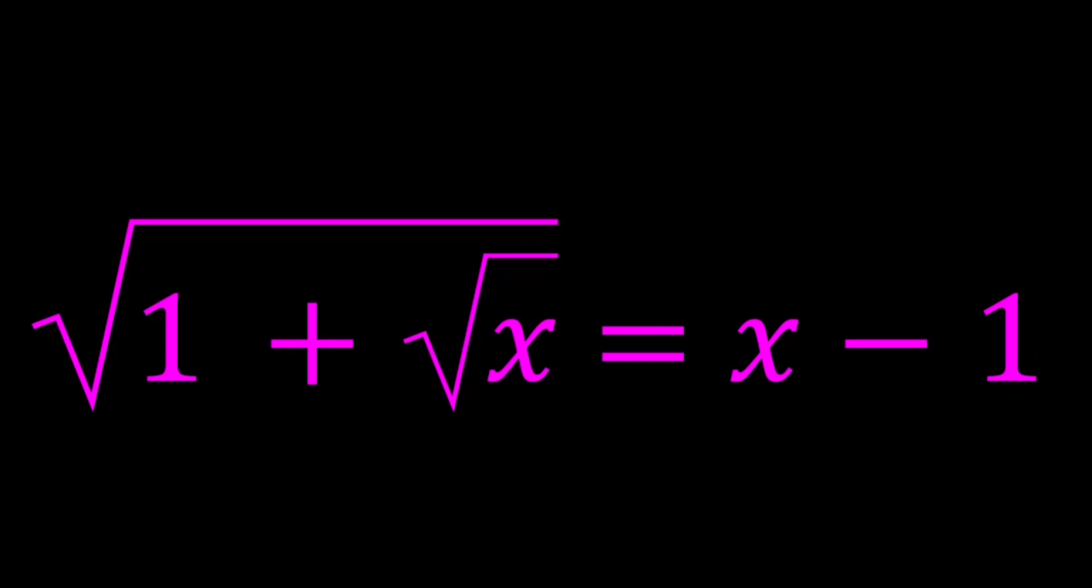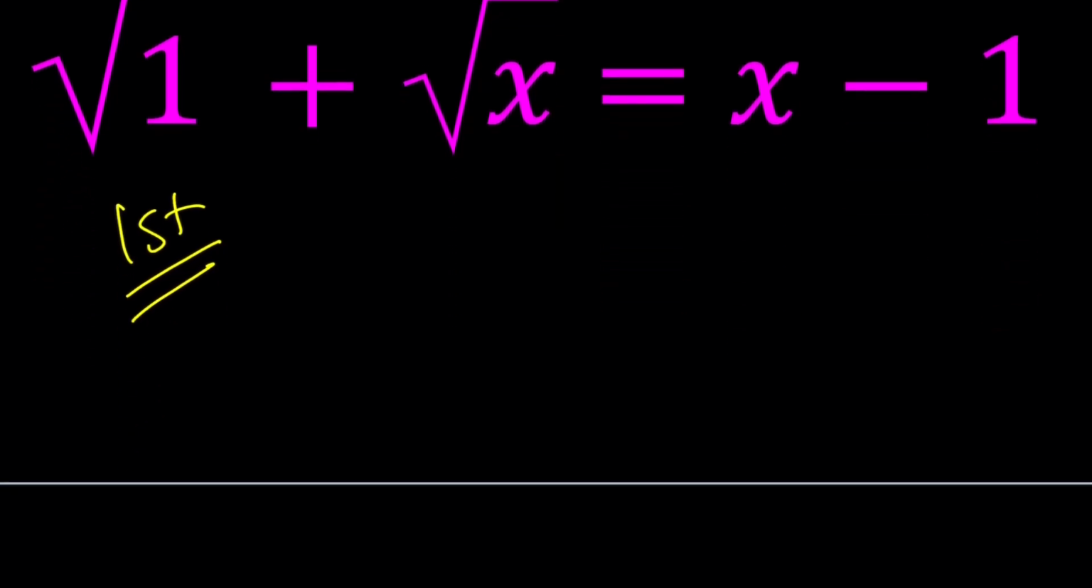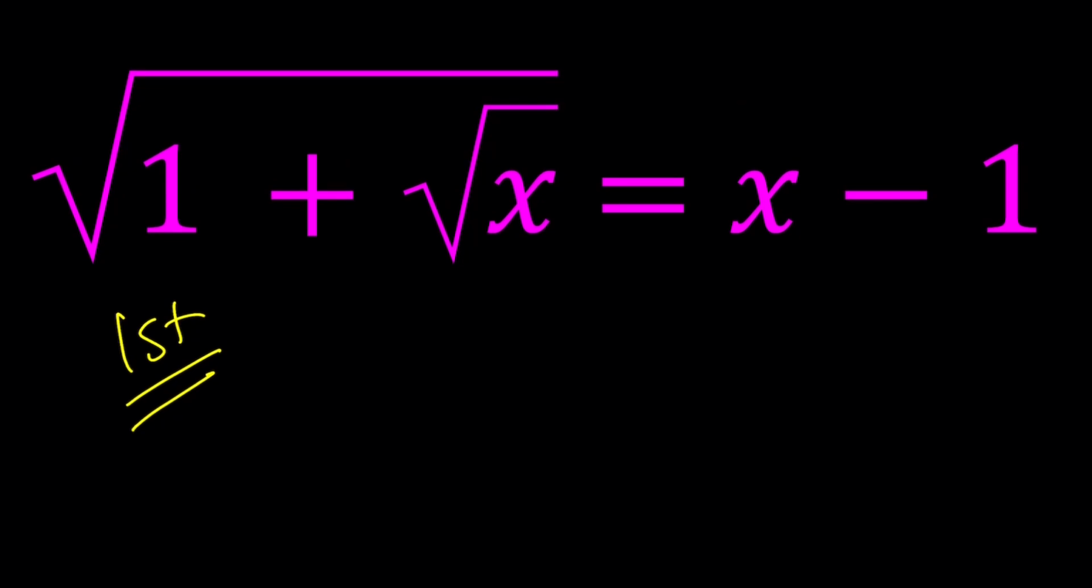So first method first. I'm going to go ahead and do what is normally done to radical equations, squaring both sides and getting rid of all the radicals. This equation is not that bad, even though it looks like it's going to turn into a quartic equation. The result is actually pretty surprising.